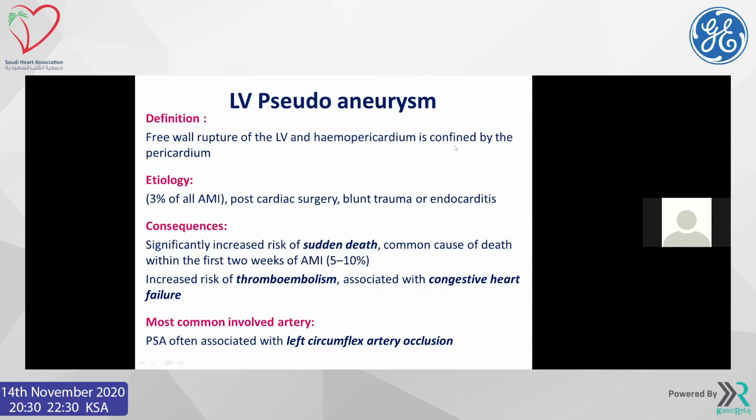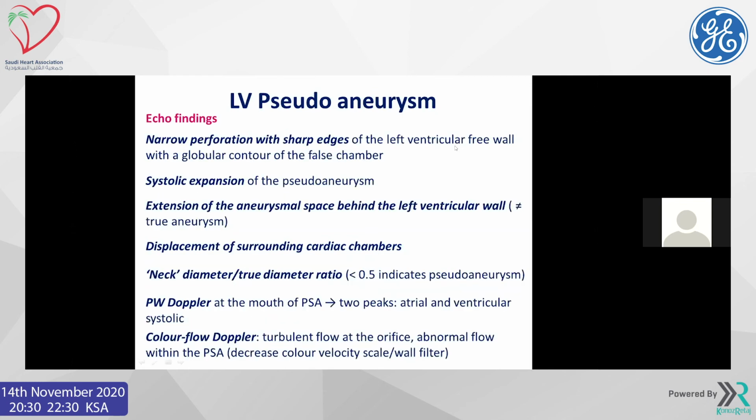The most commonly involved artery is the left circumflex, and consequently the inferoposterior wall. The echo findings show a narrow perforation, as we saw, with sharp edges in the left ventricular free wall. There might appear systolic expansion in the pseudoaneurysm with extension of the aneurysmal space behind the LV wall, unlike the true aneurysm. We may also see some displacement of the surrounding cardiac chambers. We have a narrow neck diameter to true diameter ratio of less than 0.5.